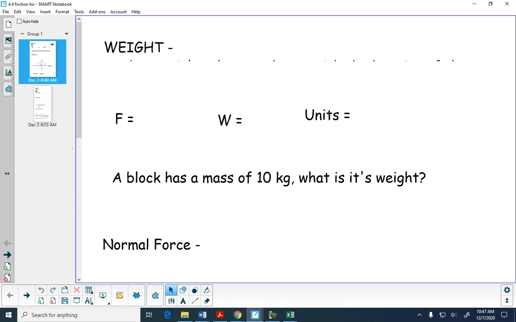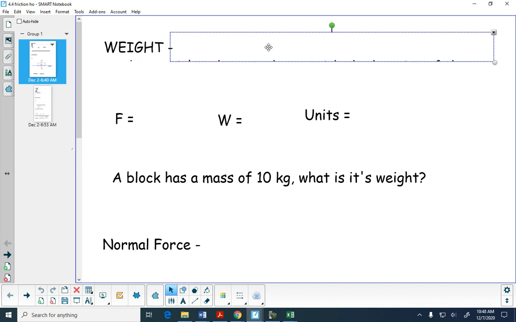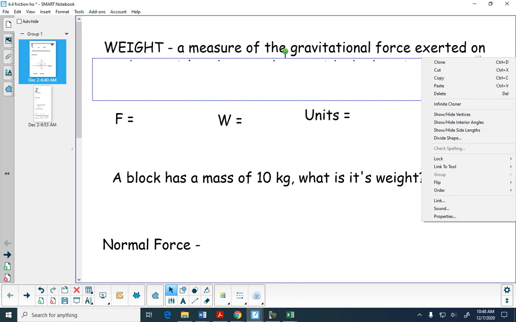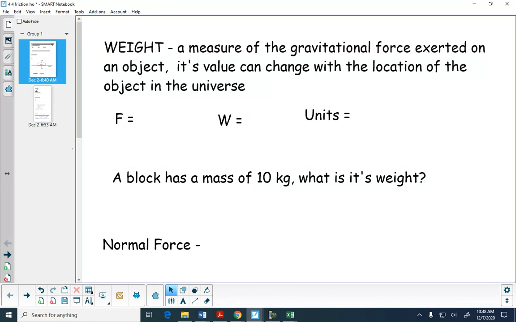All right, some preliminary stuff with respect to forces. These are things that we've talked about a little bit. Weight, once again, is your measure of the gravitational force exerted on an object. Its value can change with the location of the object in the universe.